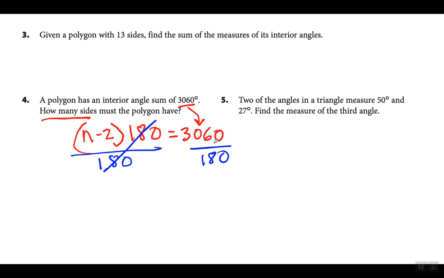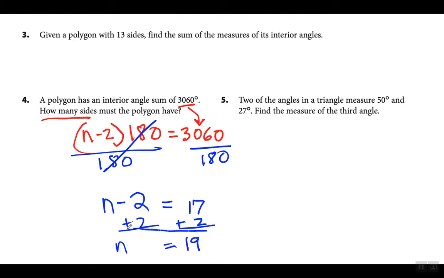3060 divided by 180 is 17, alright? Cuando divido esto me da 17. But look, I still got n minus 2 there, so 17 is not my answer. Me falta el menos 2 ese que tengo que quitar. I still gotta move the minus 2 to the other side. So add both sides by 2, and n is gonna equal 19. So the polygon has 19 sides. El polígono tiene 19 lados.